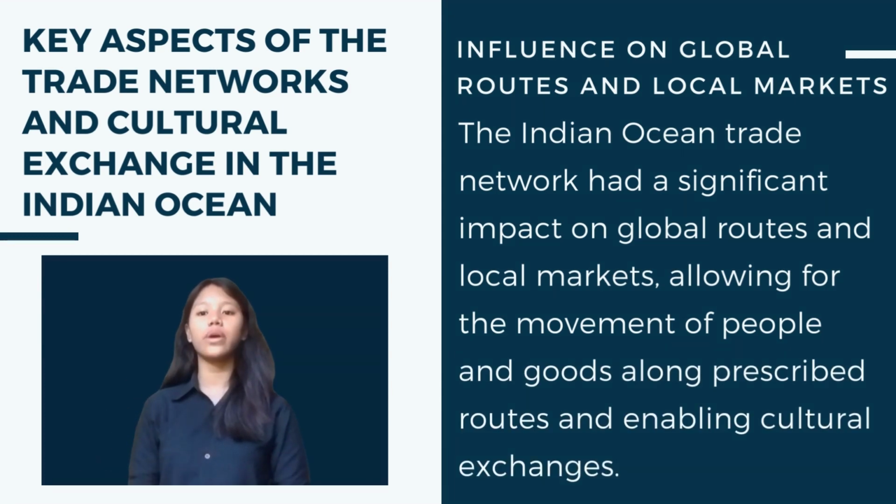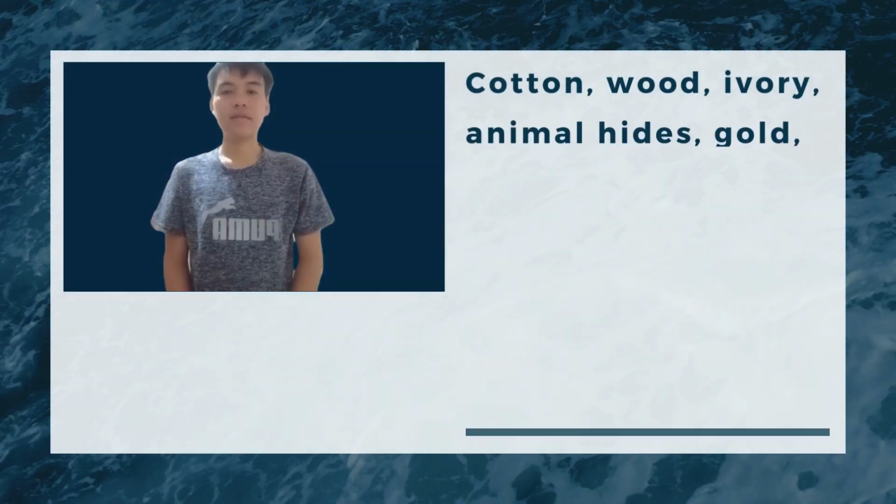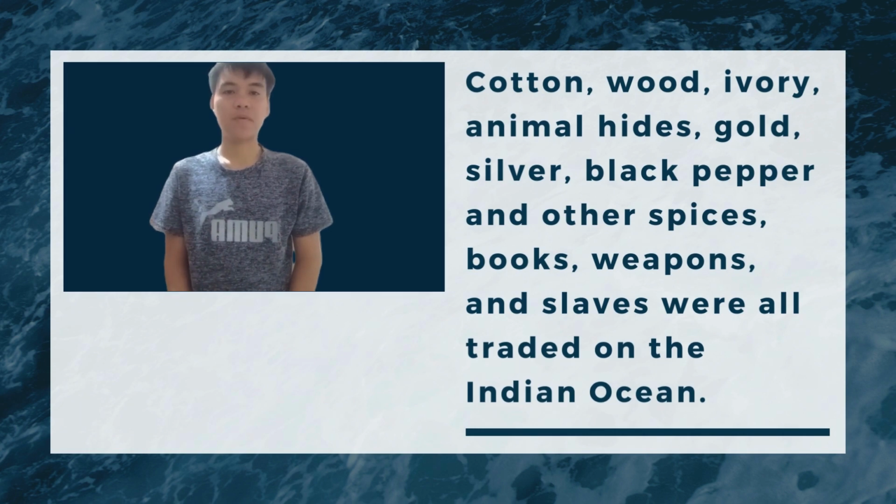The fourth one is the influence on global routes and local markets. The Indian Ocean trade network had a significant impact on global routes and local markets, allowing for the movement of people and goods along prescribed routes and enabling cultural exchanges. At its core, the trade complex was propelled by the allure of valuable commodities: cotton, wood, ivory, animal hides, gold, silver, black pepper and other spices, books, weapons, and slaves were all traded on the Indian Ocean.